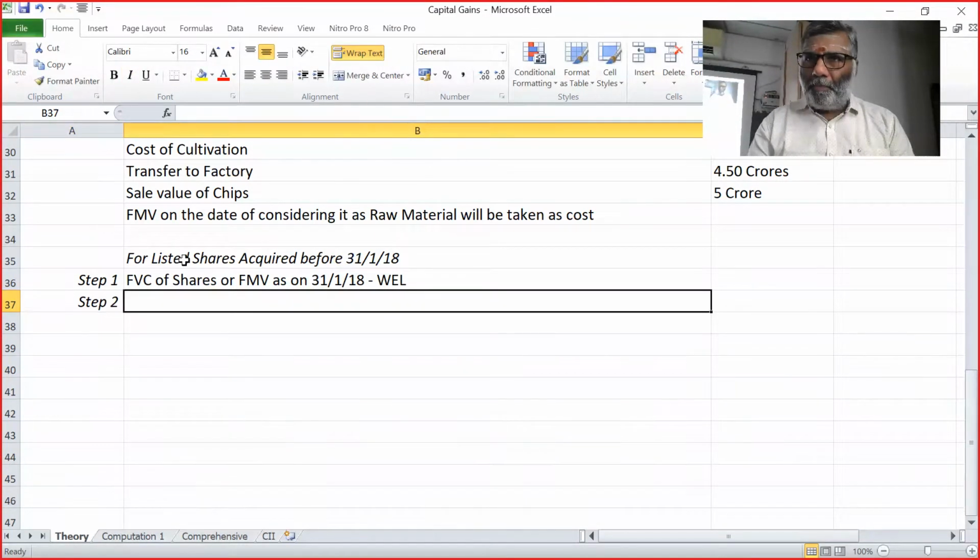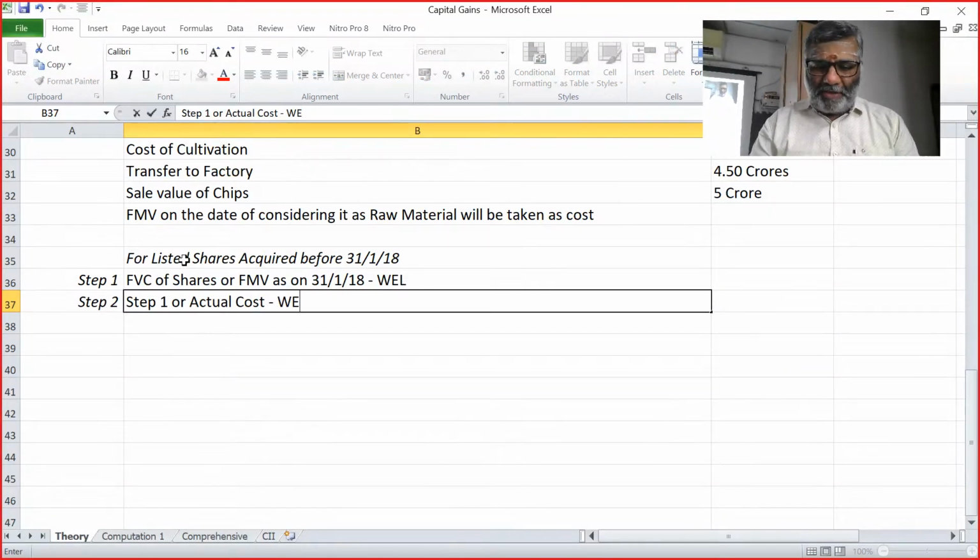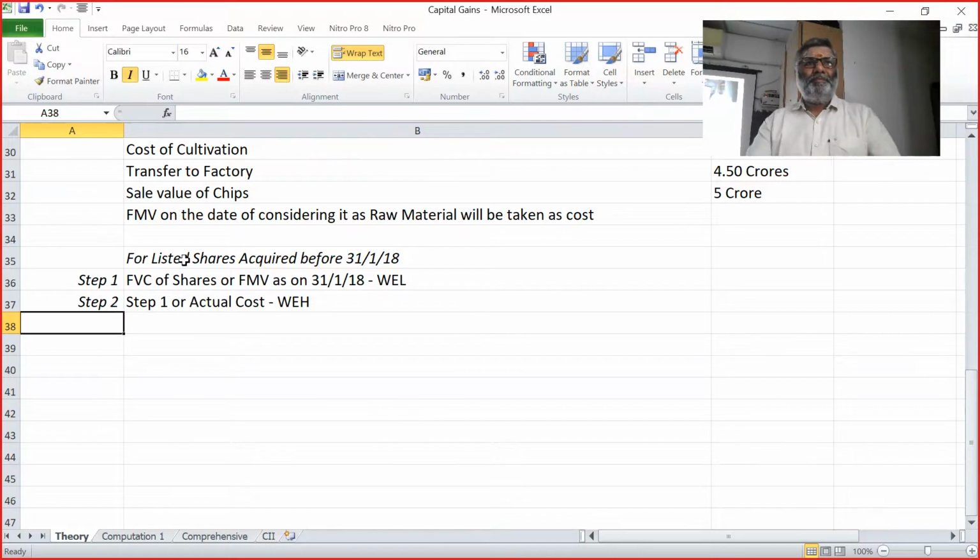Step 2: Step 1 or actual cost, whichever is higher. So in step 1, if I get fair market value as on 31/1/2018, which is higher than actual cost, I can take that. So please understand, this is explained in section 112A.